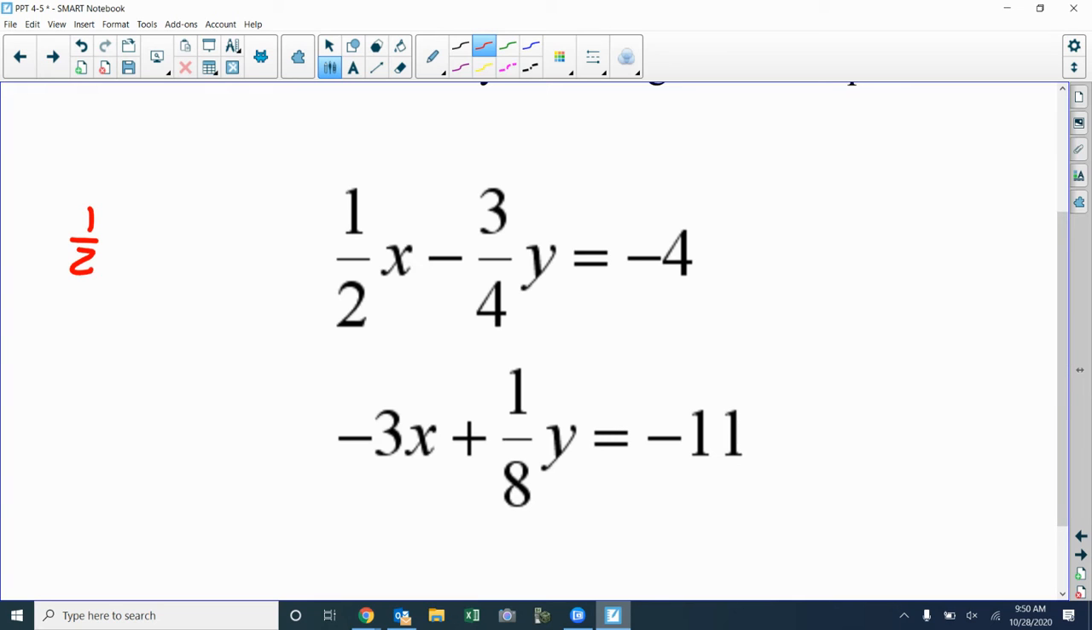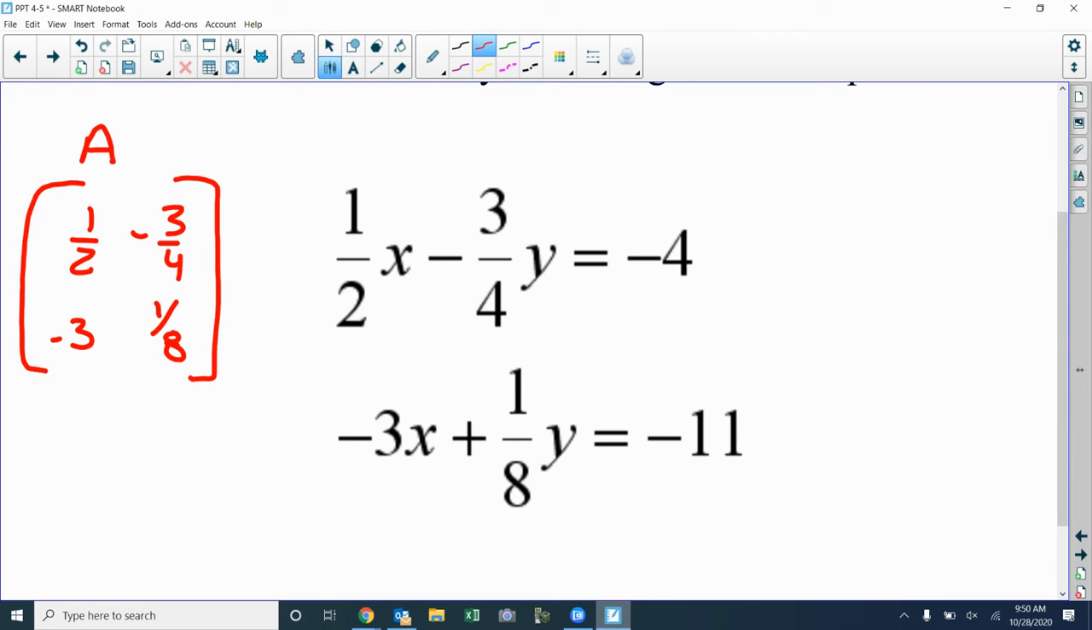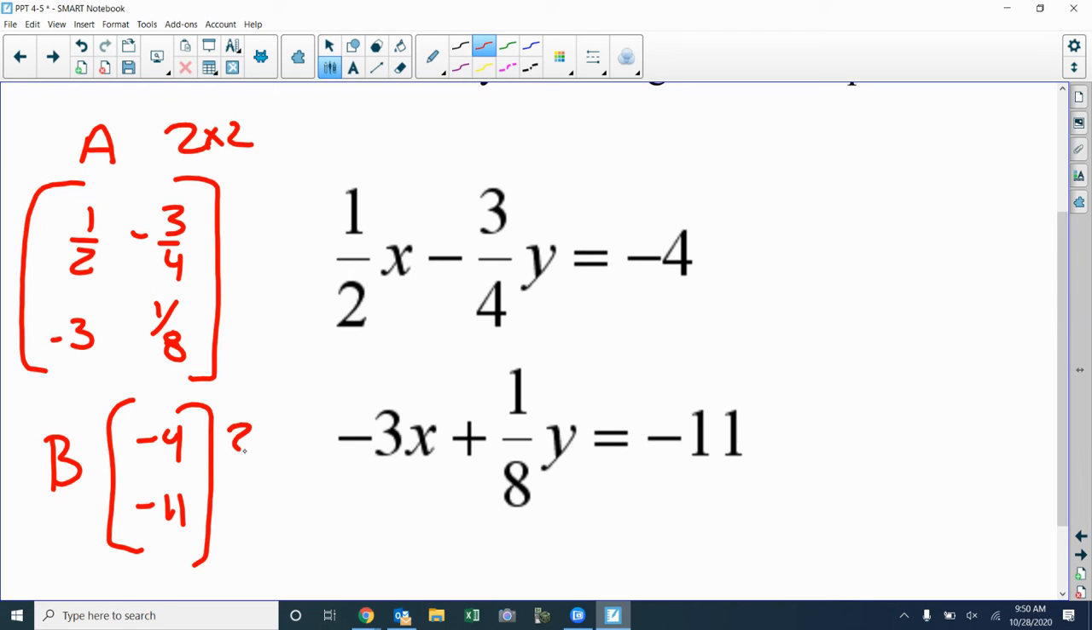So we're looking at 1/2, -3/4, -3, and 1/8. Make sure you use your negative button, not subtraction. Matrix B, -4, -11. 2 by 2, 2 by 1, A inverse times B, you're gonna get your X and Y popping out at you there somewhere.